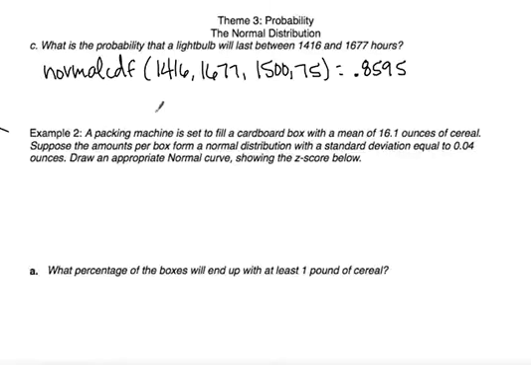Number 2 says a packing machine is set to fill a cardboard box with a mean of 16.1 ounces of cereal. Suppose the amounts per box form a normal distribution with a standard deviation equal to 0.04 ounces. Draw an appropriate normal curve showing the z-score below. So you would have your curve. Your mean would be in the middle at 16.1. You've got a standard deviation of 0.04.